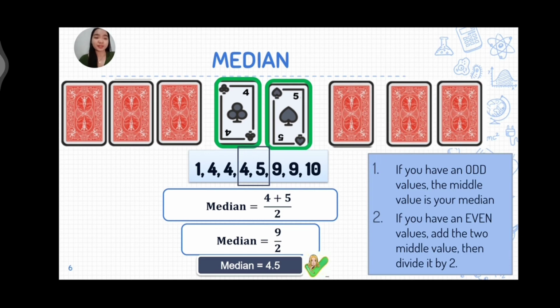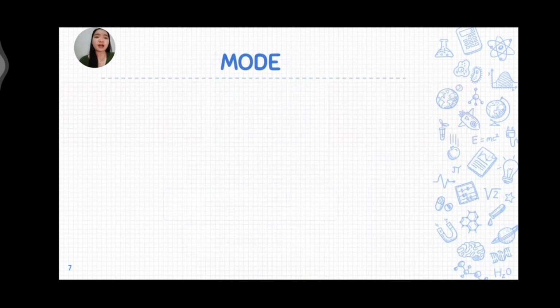Okay? Again, if we have an odd number of values, the middle value is your median. And if we have an even number of values, add the two middle values, then divide by 2. That is how we're going to get the median. Okay, lastly, we are going to have mode. Again, mode, from the song that you have heard, it is the one that we see the most.